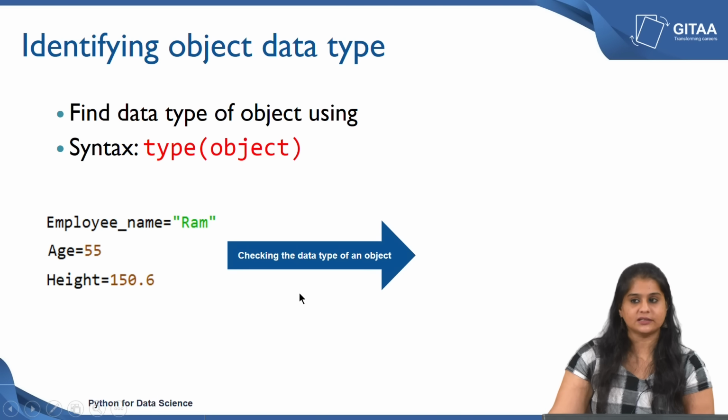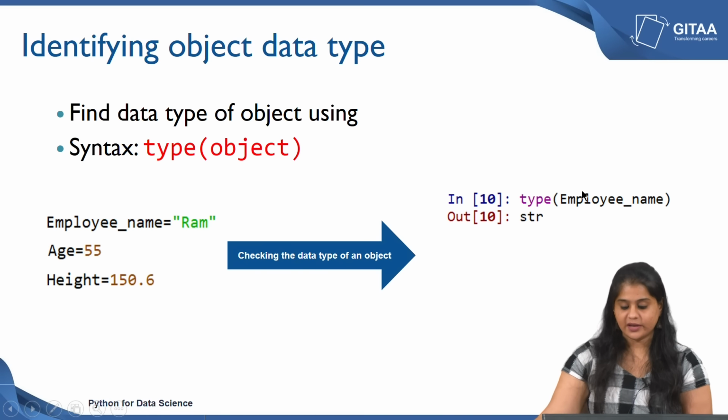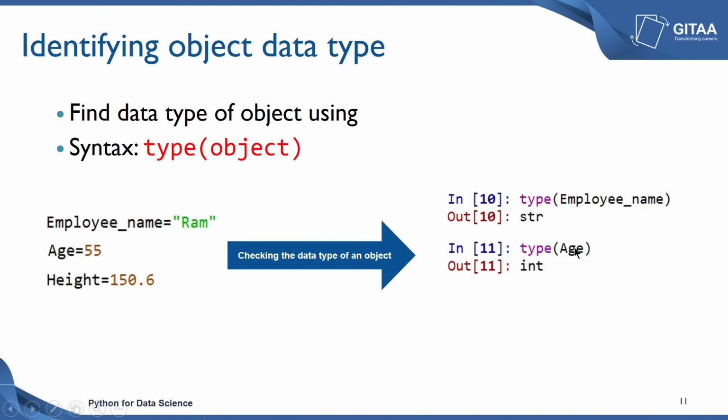Now, if you want to check the data type, you can give type of employee_name. Now, employee_name is a string because it is enclosed between double quotes. If you give type of age, age is an integer and hence the output is int, and if you give type of height, which is a floating point number, the data type is float.